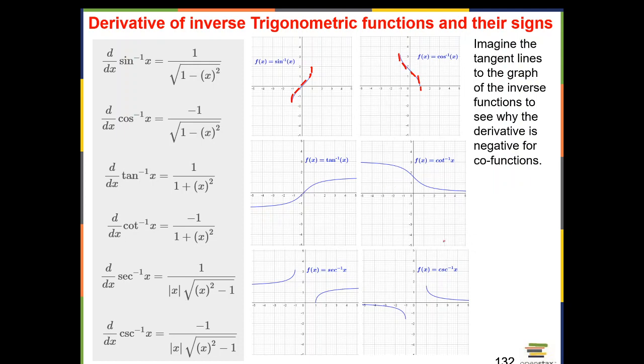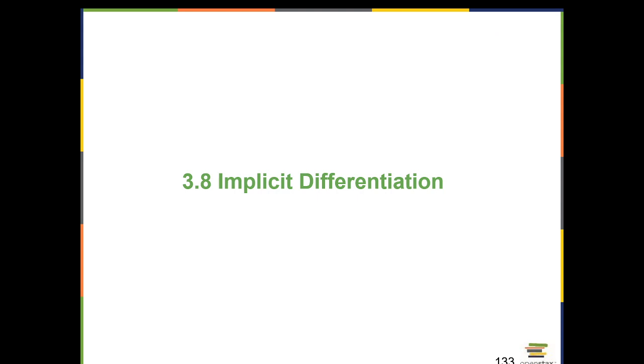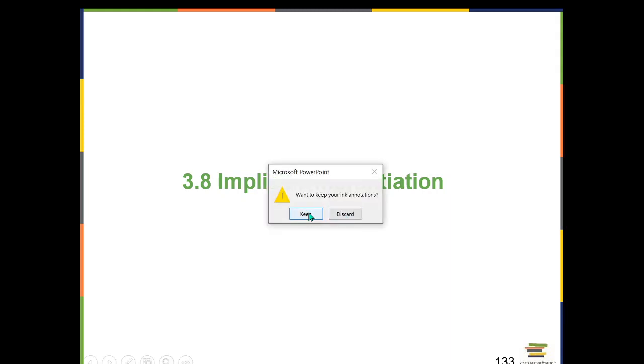All right. So I'm going to make another short video on this chapter, and that would be on implicit differentiation. Okay? So I'm going to stop here.